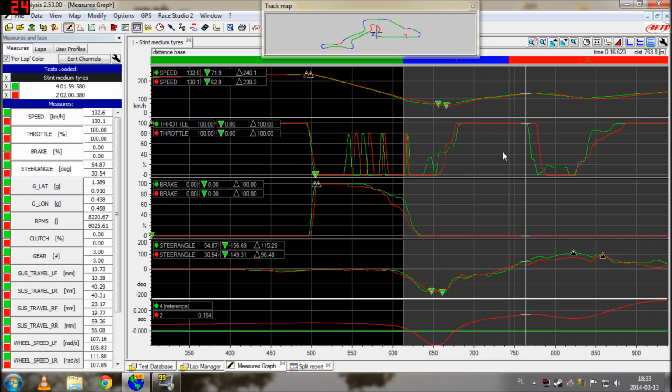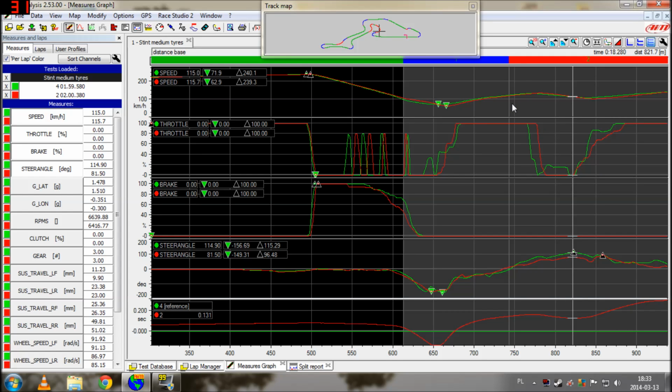Okay, and now we're approaching turn number 2. As you can see, I don't brake here at all. And what happens? I start braking much earlier on the green lap. That's why the gap goes slightly down. It's a very small difference. Look at the speed: 29, 24, so 5 kilometers faster on the red lap.